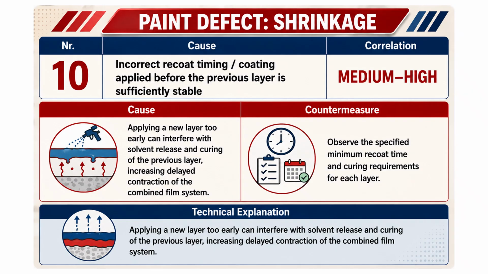The number 10 probable cause could be incorrect recoat timing, or coating applied before the previous layer is sufficiently stable. That is, applying a new layer too early can interfere with solvent release and curing of the previous layer, thus increasing delayed contraction of the combined film system. Therefore, observe the specified minimum recoat time and curing requirements for each layer.